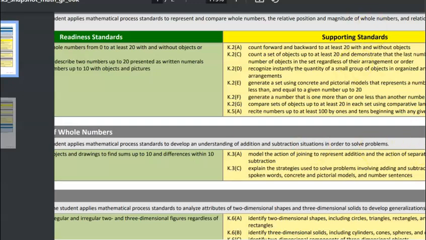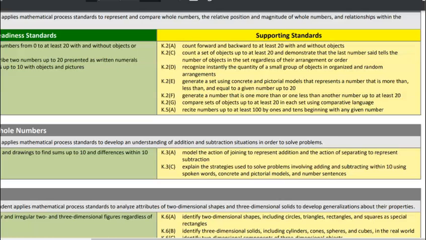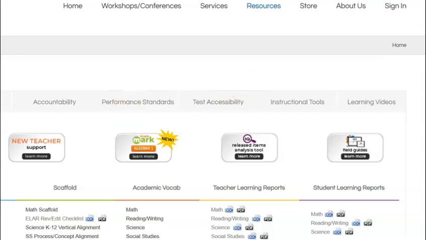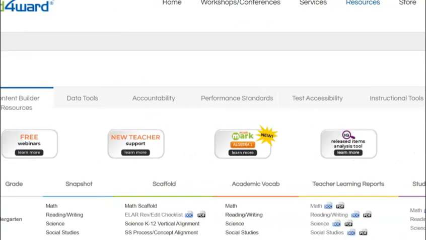If you go over here and look at the supporting standards that support the readiness standards, we model the action of joining to represent addition and the action of separating to represent subtraction. We will explain the strategies used to solve problems involving addition and subtracting within 10 using spoken words, concrete and pictorial models, and number sentences, which is something we're about to look into.